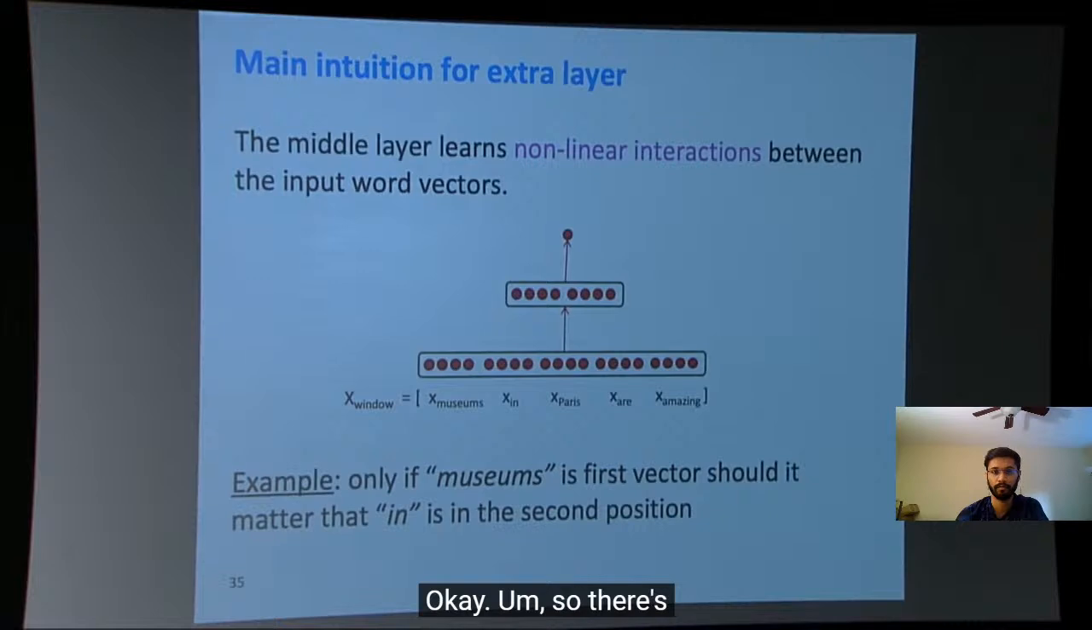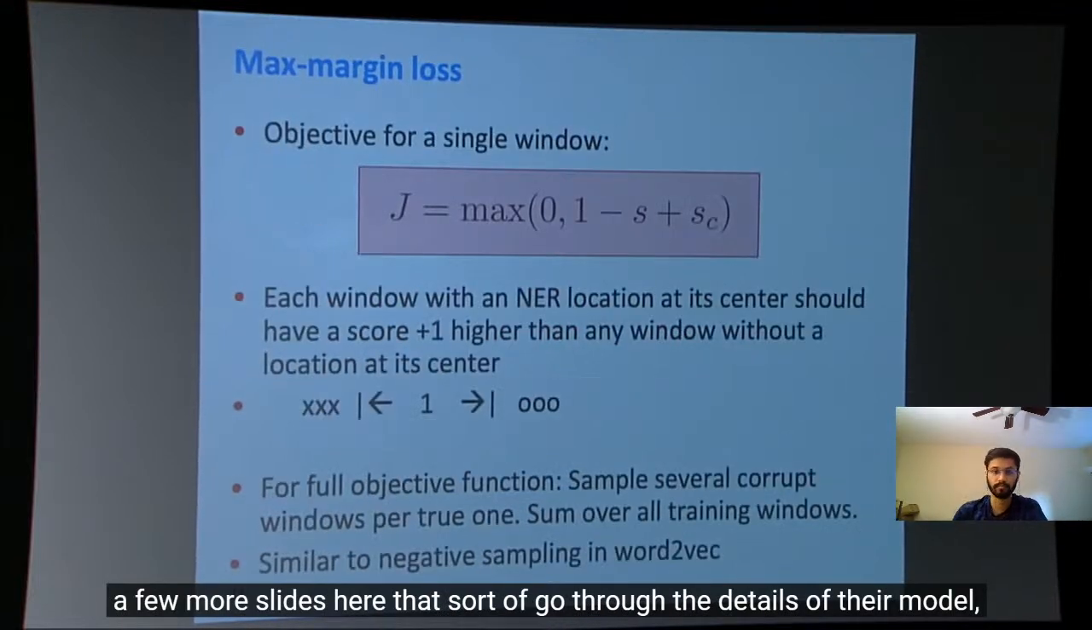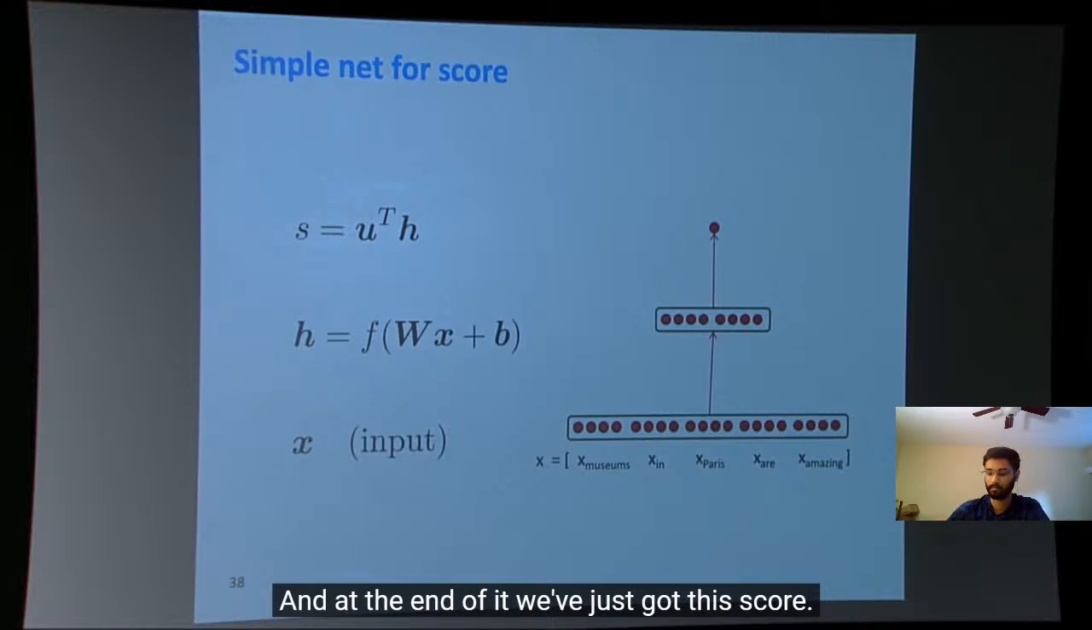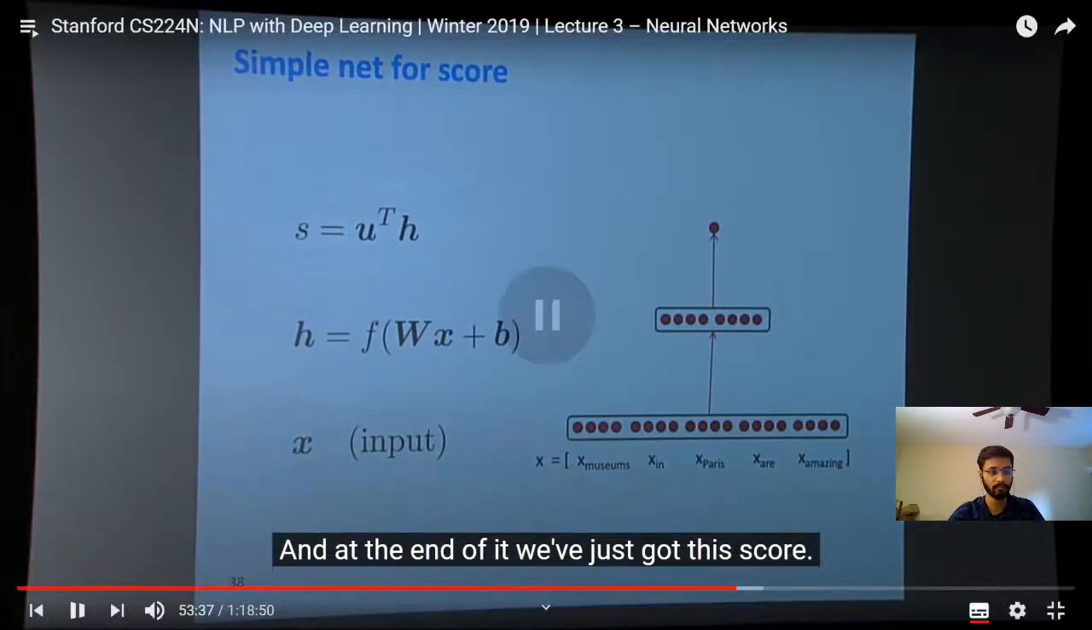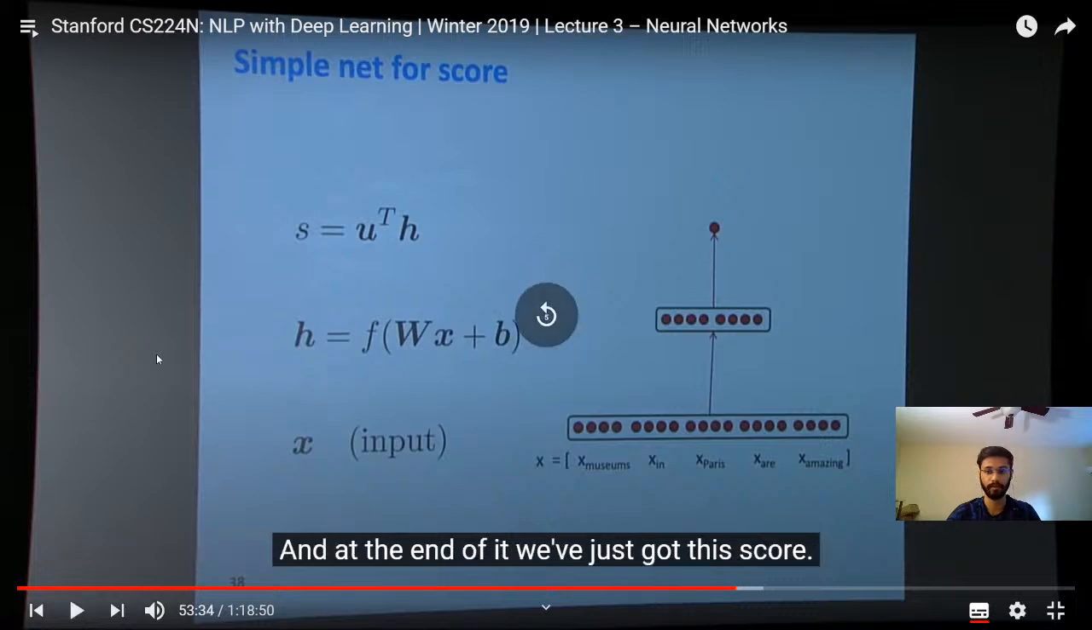Okay. So there's a few more slides here that go through the details of their model, but I'm going to skip those for now because I'm a little bit behind. And at the end of it, we've just got this. Let's try to read through these. Score. So this is our model.